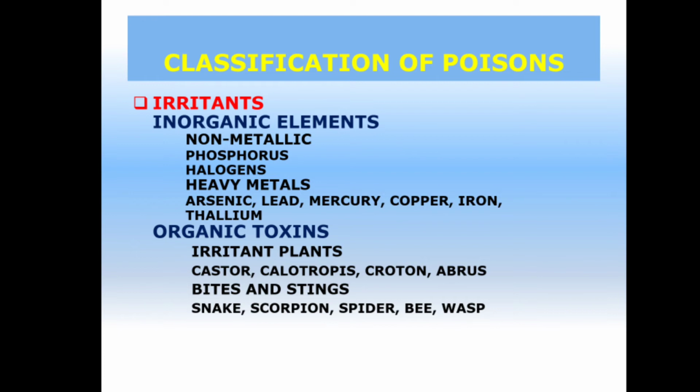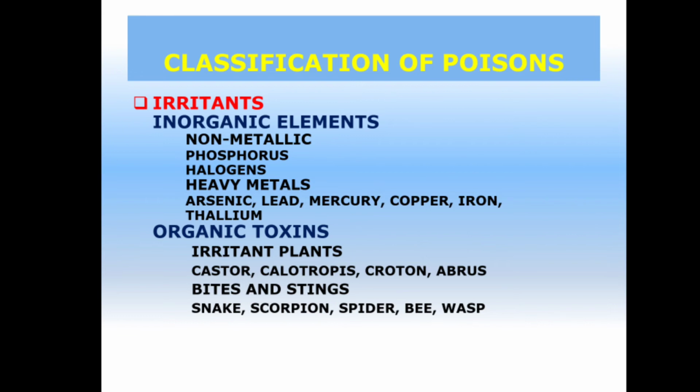And then you have the second subcategory, organic toxins, which may be irritant plants, toxins derived from plants like castor, calotropis, croton, abrus, commonly seen in India. Or it may be in the form of bites and stings from venomous creatures, creatures which have venom, like for instance snakes, scorpions, spiders, bees, wasps. All these are what we call toxins derived from animal source and delivered in the form of bites and stings.